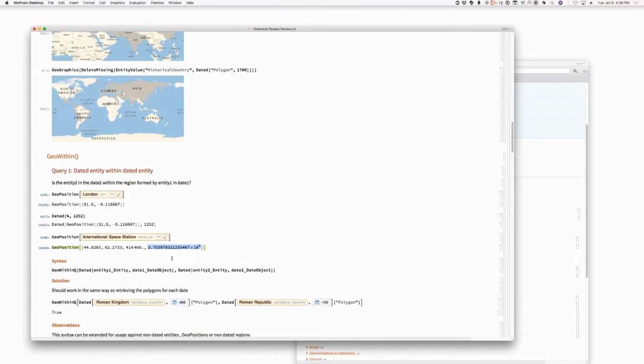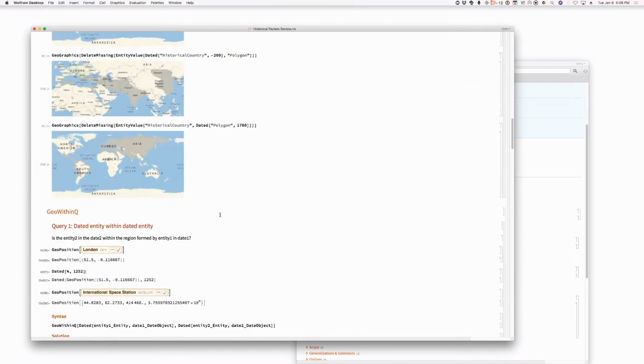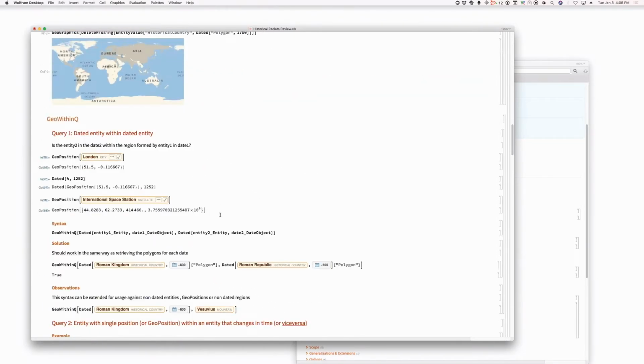Okay. Wait a minute. Wait. Seth is asking on our live stream about entity value and whether the results will be different. No, they should be the same. They should both give a time series, I believe. Up above that. But let's go back to Geo within Q.